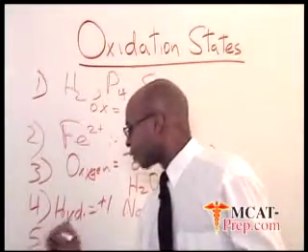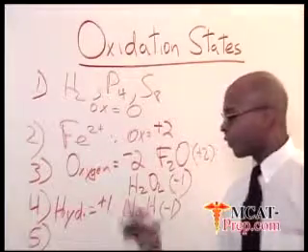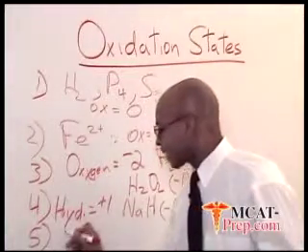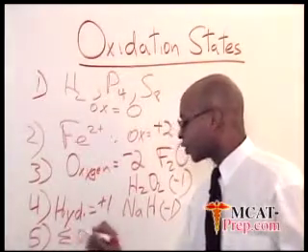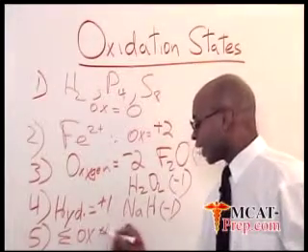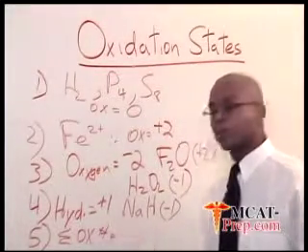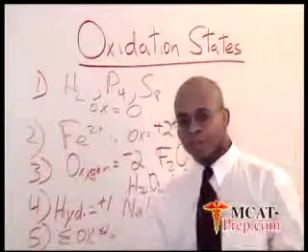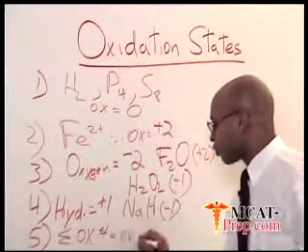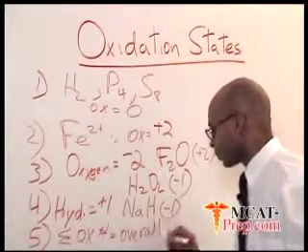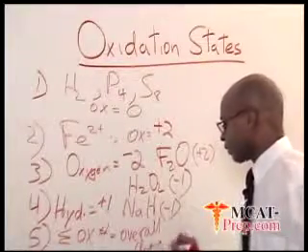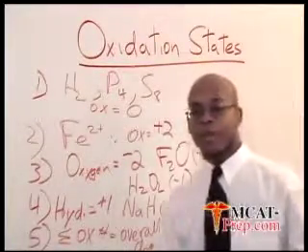Then there's 5. The fifth and final rule is that the sum of oxidation numbers is going to equal the charge on the substance. So it equals the overall charge. So let's look at a couple of examples.